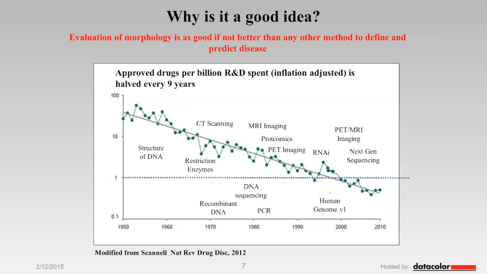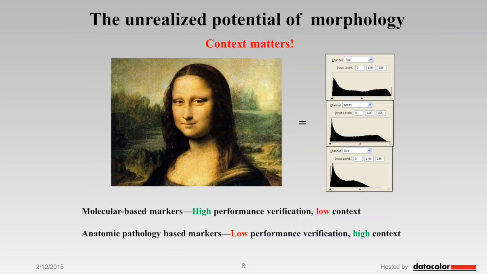So the question is, why is that? Why didn't those technologies have the impact that everybody expected? They haven't really facilitated drug development. We think the reason is because they all lack morphology and the context of morphology.